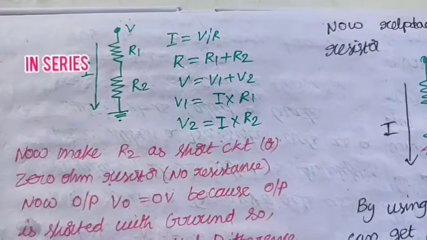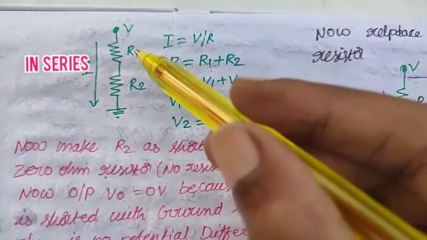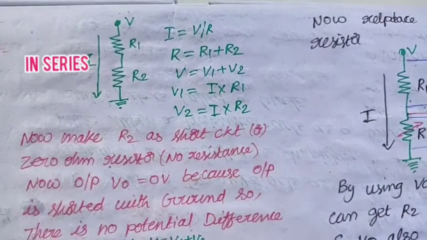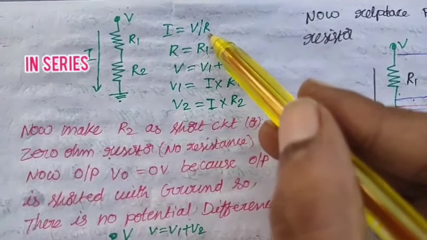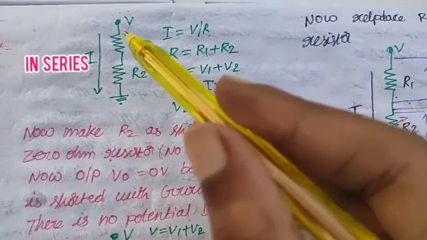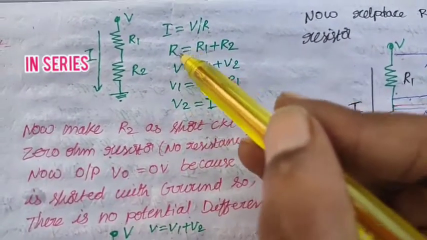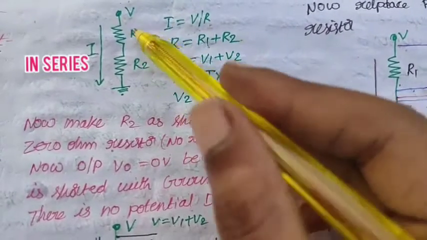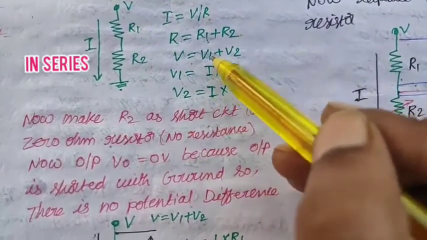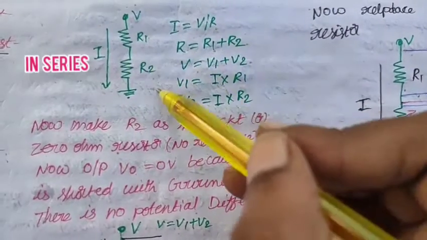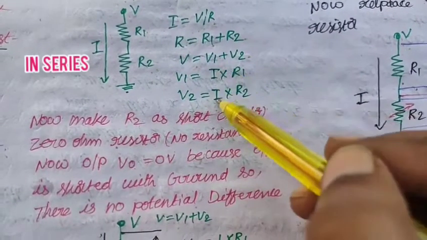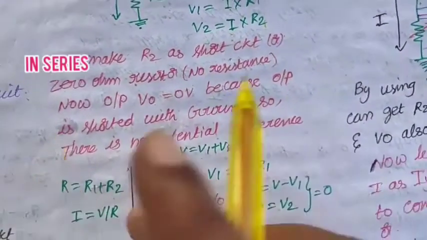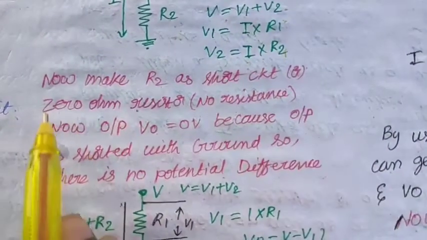We split the single resistor into two and kept them in series. Remember, it is series, so the current I is equal to V by R. In series, the total resistance R is equal to R1 plus R2. In series the voltage is also divided, so V is equal to V1 plus V2. Different voltages will have the same current under different resistances. So I is simply I.